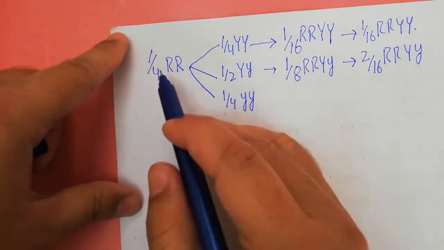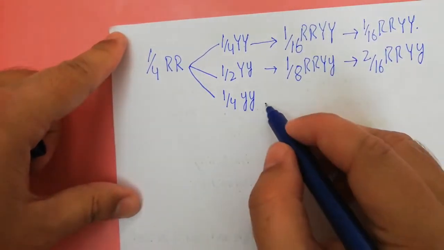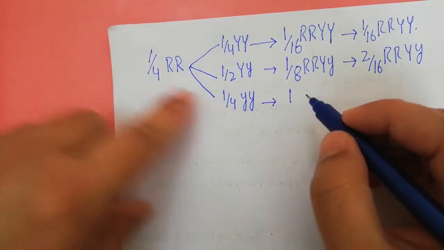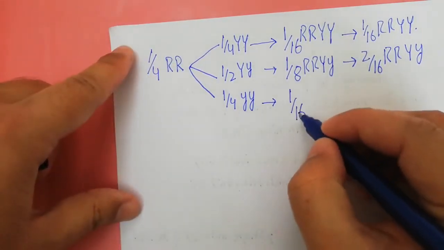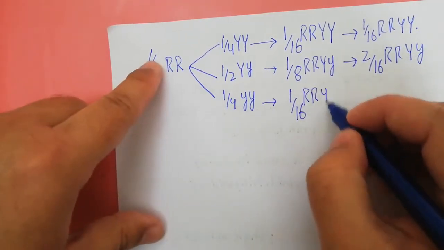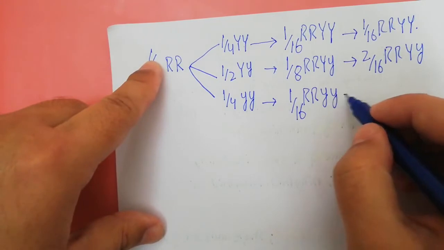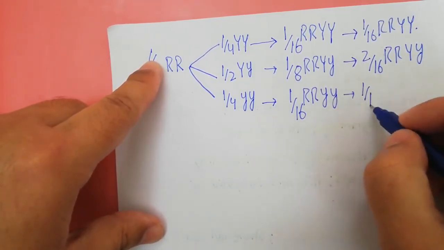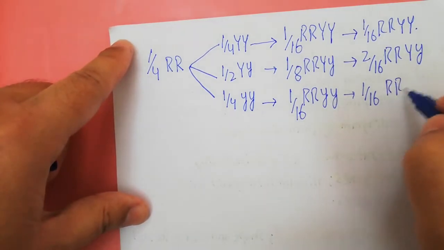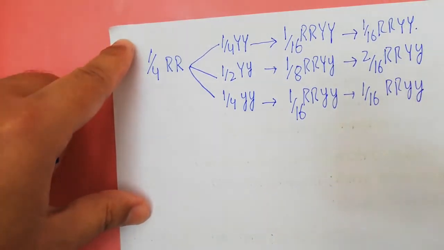So 2 out of the 16, their genotypes will be capital R, capital Y and small y. If you cross this with this one, what you are going to get is 1 into 1 will be 1, 4 into 4 will be 16, the capital R from here, the small y and small y from here. That means that out of 16, one of the offspring will have a genotype like this one. So this is for the first one.